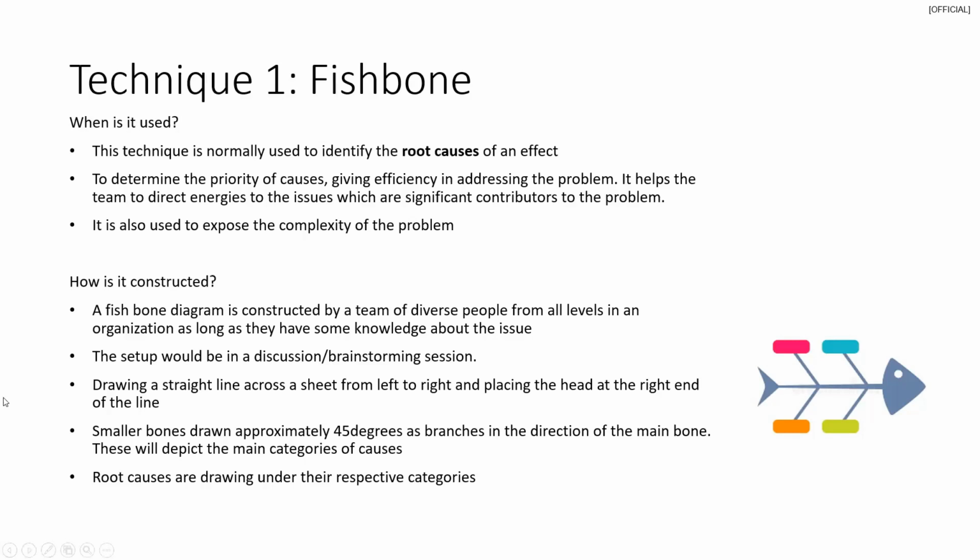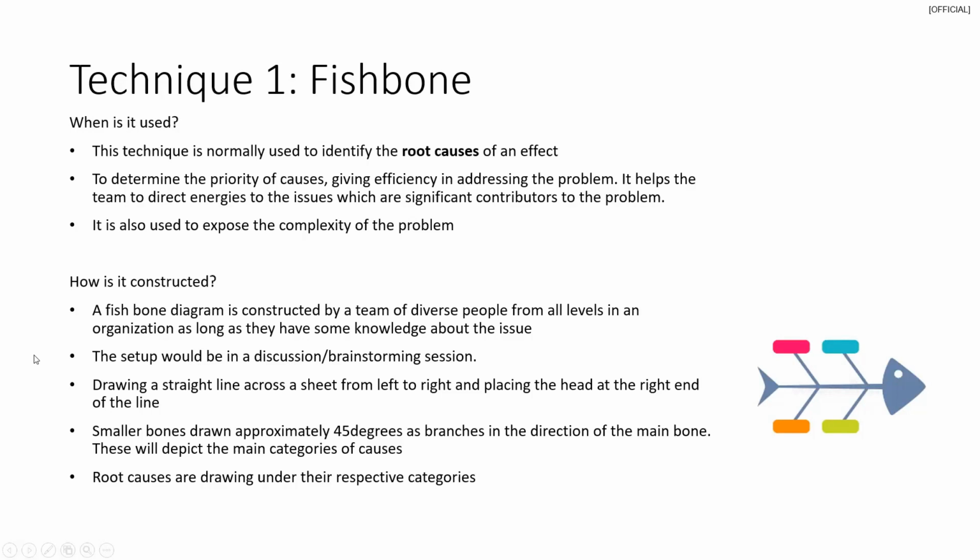So from there, you can also use it when you want to prioritize the causes, and that will give you the efficiency of addressing the problem, because the team will be able to direct energies to the right or the prioritized causes. And then you can also use it when you want to expose the complexity of the problem. So how do you construct it?